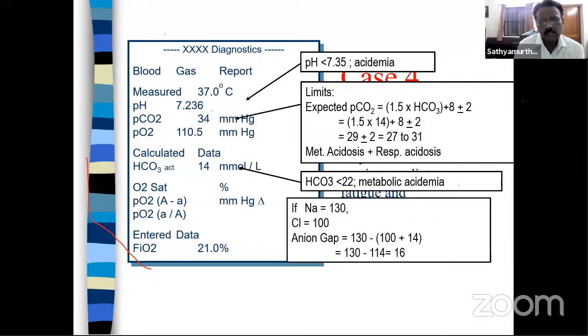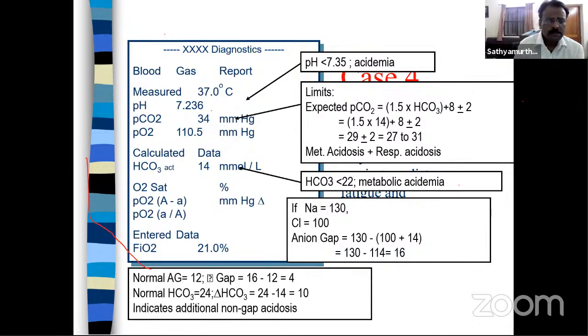Now, what do we do next? If I know it's metabolic acidosis, I have to say whether it's high anion gap or normal anion gap. So 130 is your sodium, chloride is 100, and bicarbonate we take from here, 14. So that is 16. 16 is more than 12, so it is high anion gap acidosis.